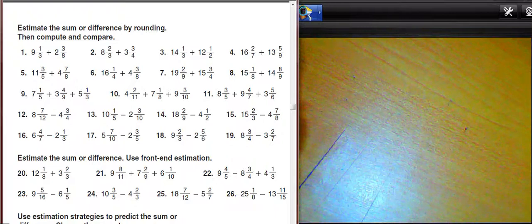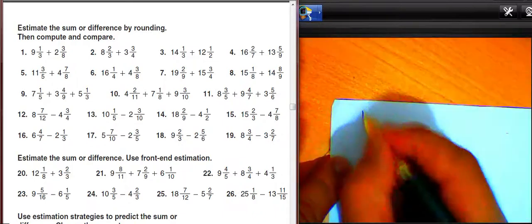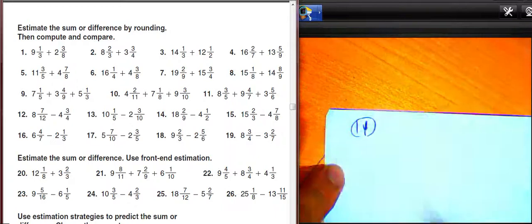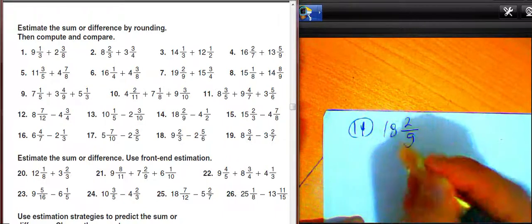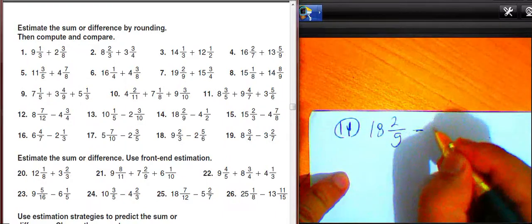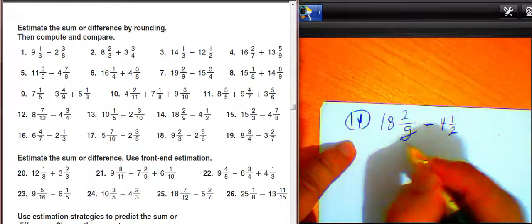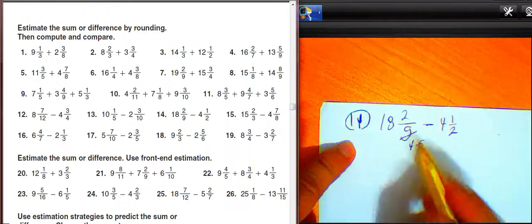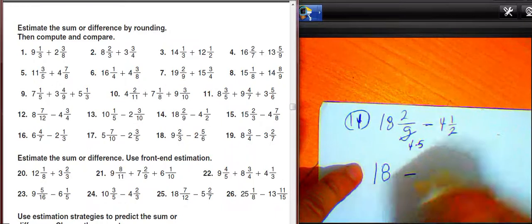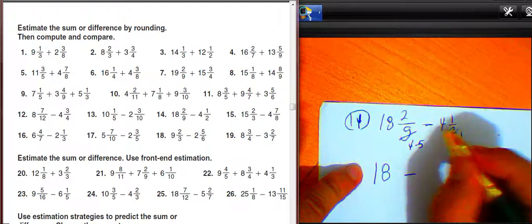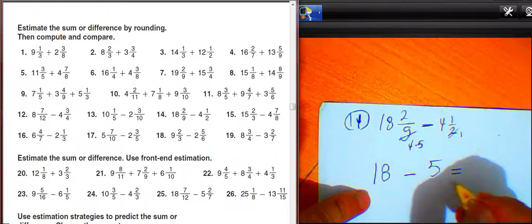Another example. Question number 14. 18 and 2 over 9 subtract 4 and a half. We know half of 9 equals 4.5. 2 is less than 4.5, so this number will be nearest to 18. And half of 2 equals 1. 1 equals 1, so this number is nearest to 5. So the difference estimate will be 13.